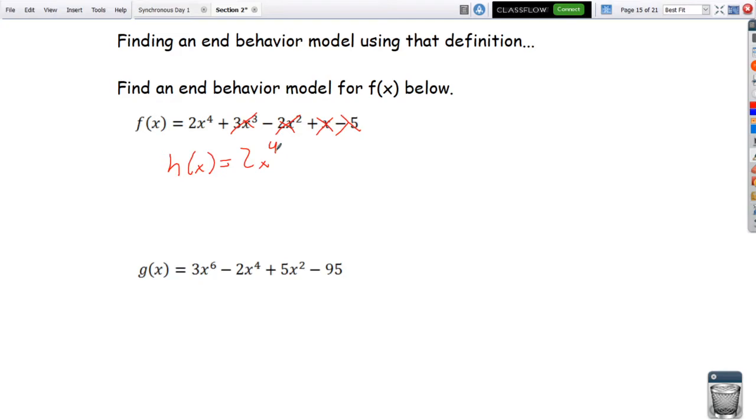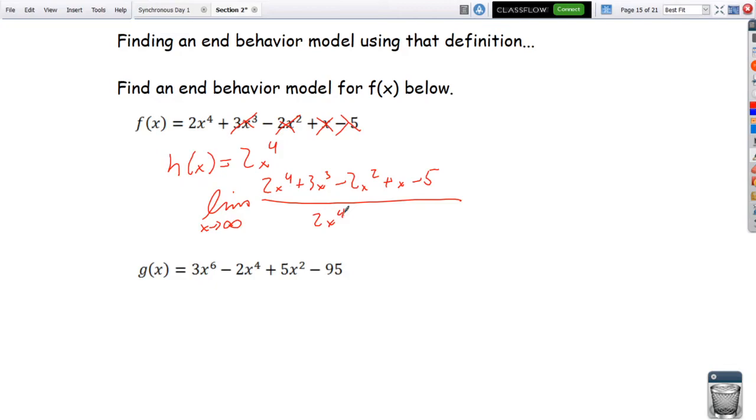In fact, let's just check it real quick. Limit as x approaches infinity of, let's put the more complicated function up top, just because that's going to be better for us, plus 3x cubed minus 2x squared plus x minus 5 all over 2x to the fourth.